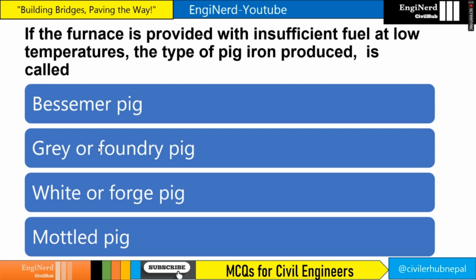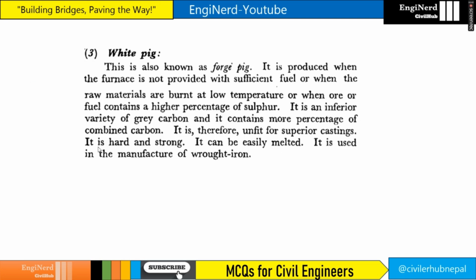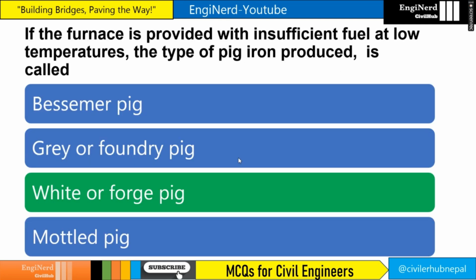If the furnace is provided with insufficient fuel at low temperature, the type of pig iron produced is called white or forged pig, right? The white or forged pig is burnt with insufficient fuel and at low temperature, and it is used in the manufacture of wrought iron.